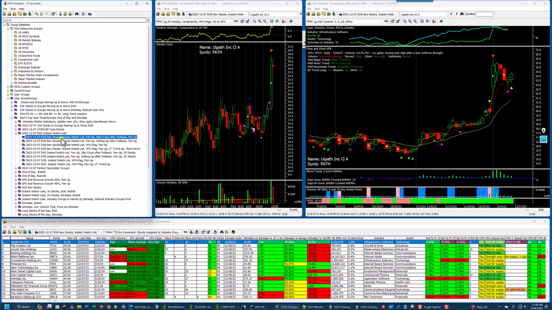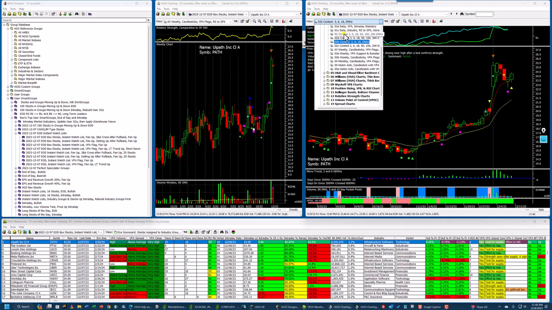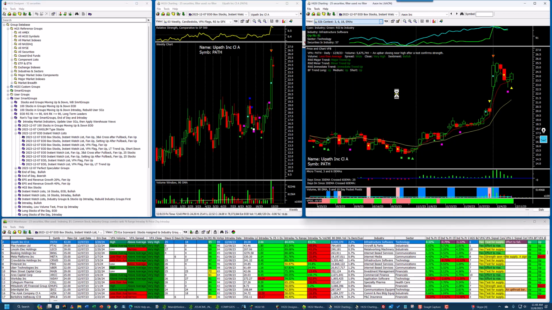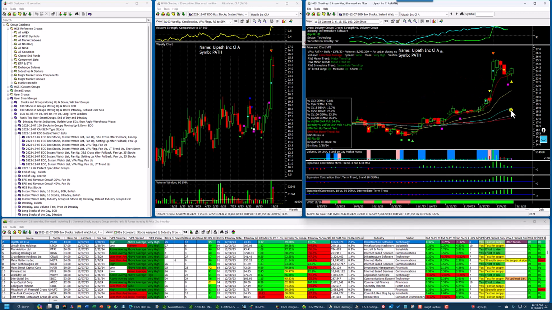So what we have here are 4 different box stocks. These are instant watch lists. I did not limit these to 25, but you're not going to get a bunch of stocks with most of these scans. So this one is fan up. If I go to my number 2 context chart, the fan is going to have to look like this. The 200, the 100, the 50, and the 18 are going to have to be stacked.